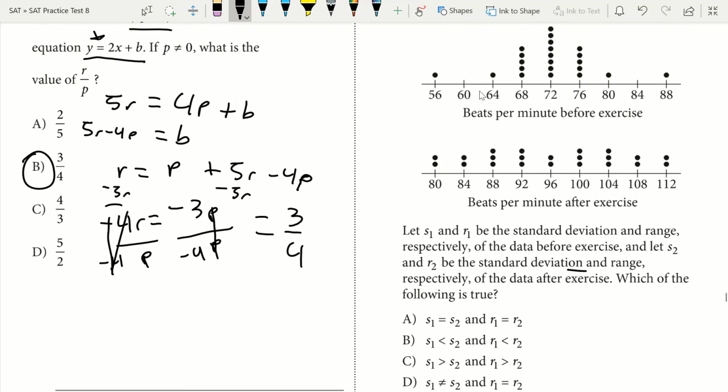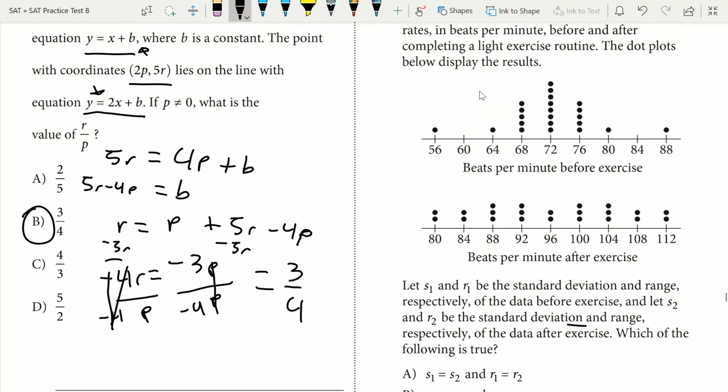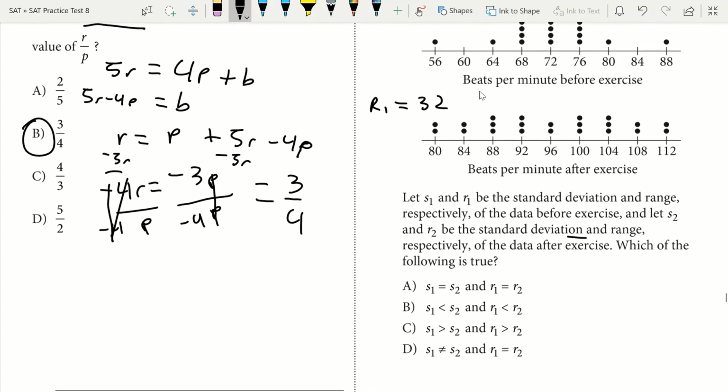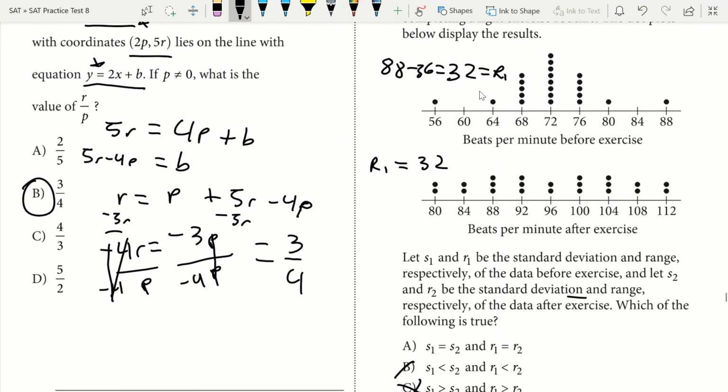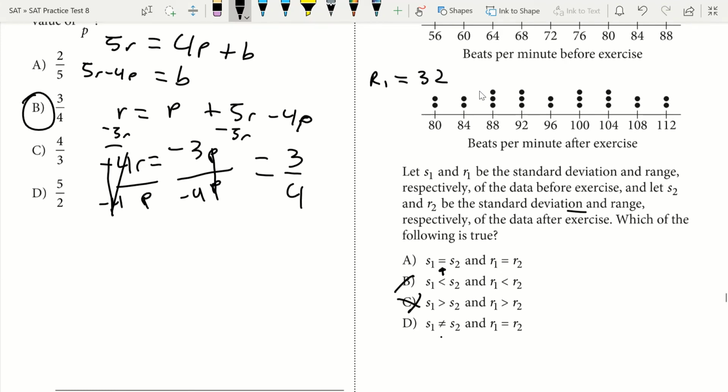All right, well, I'll go ahead and do the range first. Range is going to be my maximum value minus my minimum value. My maximum is 88. 88 minus 56 gives me 32 as my range 1. All right, my range 2 is going to be my maximum value minus my minimum value. 112 minus 80 is also 32, so I see my ranges are equal. I can get rid of any answer choice without those. And now I'm left with A and D, so I'm talking about my standard deviations. I'm told, are they equal or are they not equal?